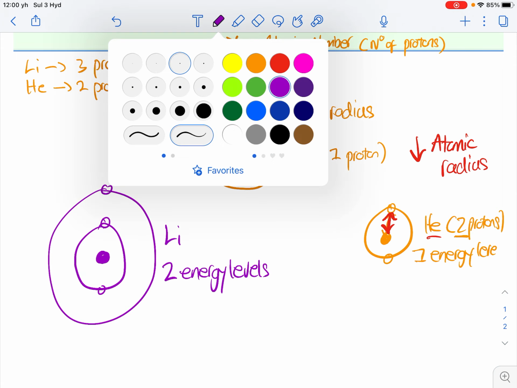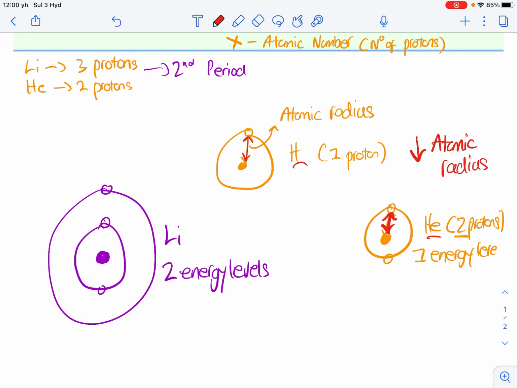Which means when we look at the distance between the valence electron, which remember is the furthest electron away from the nucleus, when we look at this distance here, it's huge compared to helium because we've literally jumped up to a new energy level. So as we go from helium to lithium, we get an increase in atomic radius.